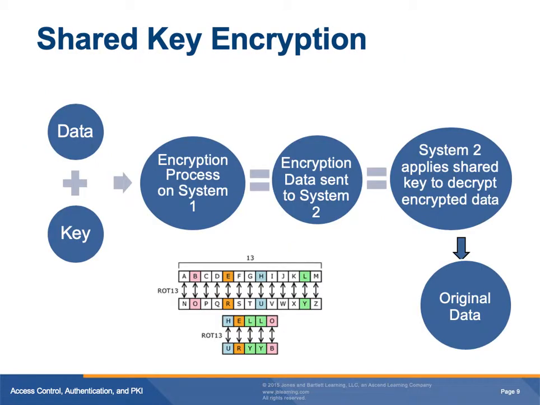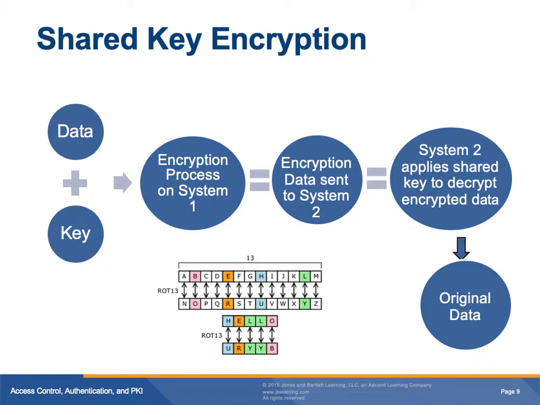key. Shared key encryption involves these elements: the data plus the key, and the encryption process of the system. Encryption example: if you look at the center lower portion of the slide, they're showing a ROT13, rotation 13, encryption process, where A is transitioned to N, B is transitioned to O, a rotation of 13 characters, and likewise that is shifted back during the decryption process.